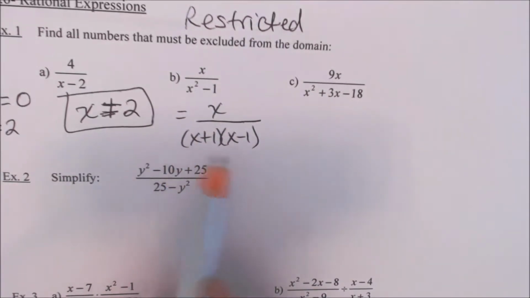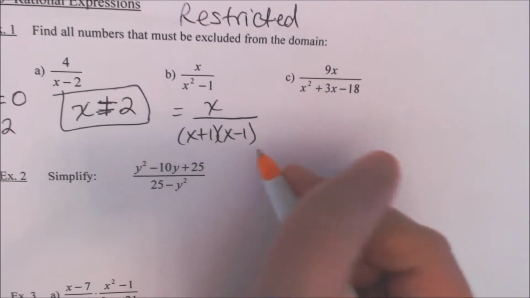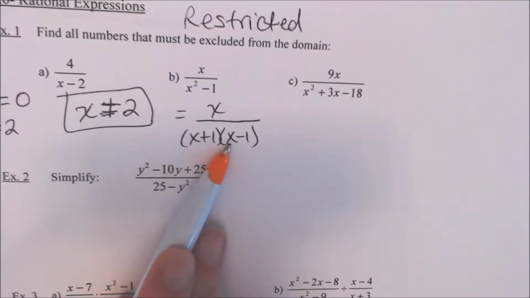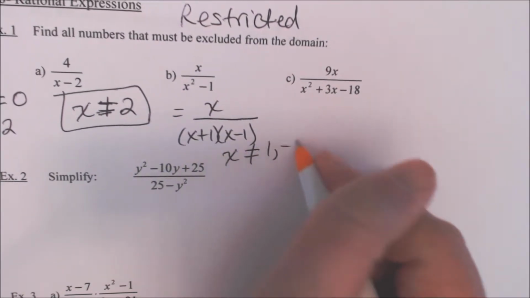So this time there are two numbers that would make the denominator a 0. If we looked at where these each equal 0, we would get negative 1 for the first expression and positive 1 for the second expression. So this would have two restricted values. X cannot equal positive 1 and negative 1.